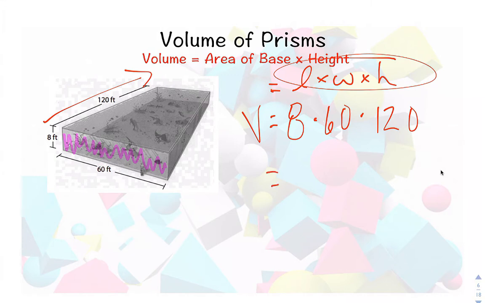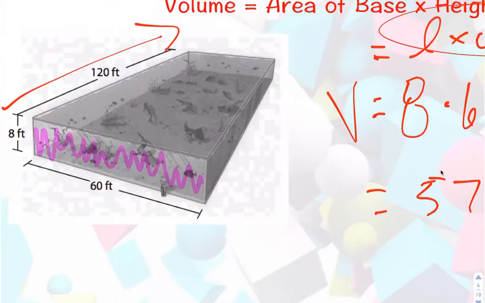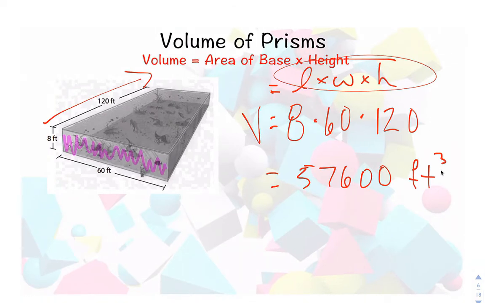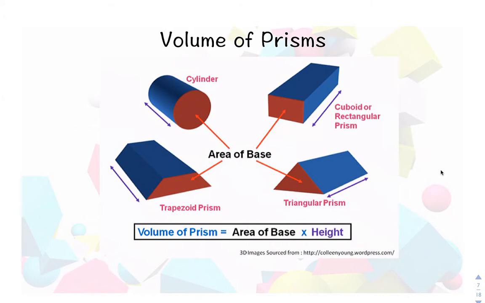Okay. Now, if it is a rectangular prism, obviously here it's fairly easy to calculate. So I have a pretty big number here, 57,600. We are in feet and we are cubed. Okay, so that is how much water is in this. In this case, we're looking at an aquarium. Okay, very large.